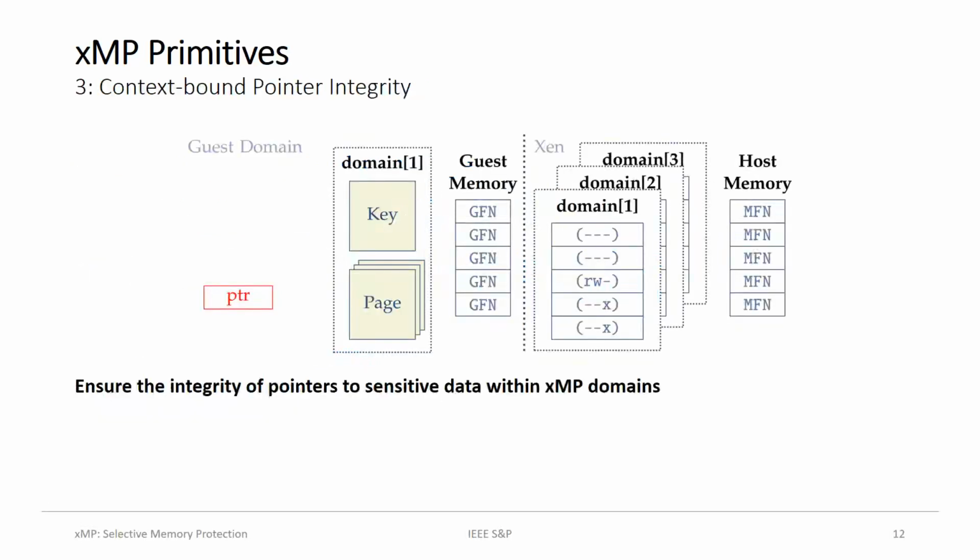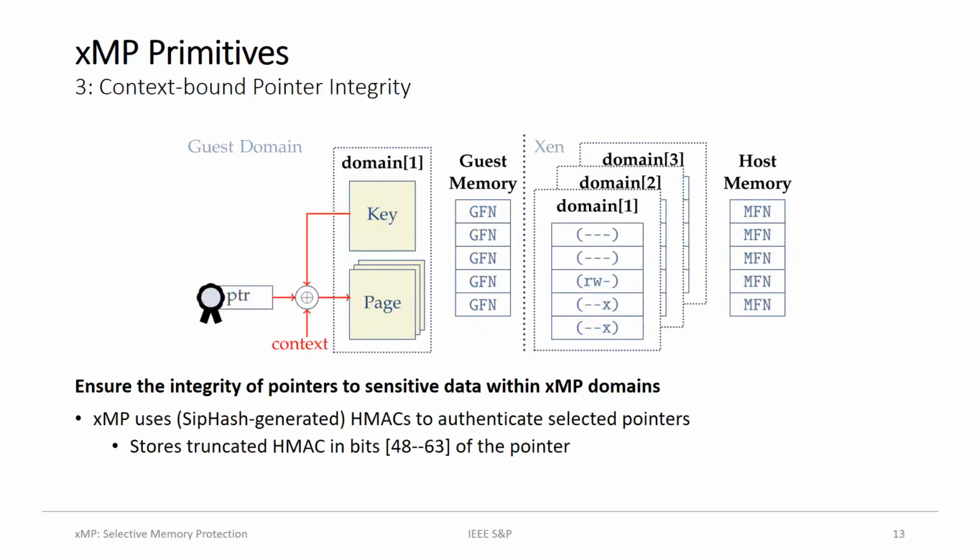The final xMP primitive ensures the integrity of pointers to sensitive data in xMP domains. This primitive aims to obstruct, for example, privilege escalation attacks, which try to redirect pointers to high-privileged objects inside xMP domains. Specifically, we use SipHash-generated HMACs to authenticate selected pointers. SipHash itself is optimized for short inputs. This makes it perfectly suitable for our purposes.